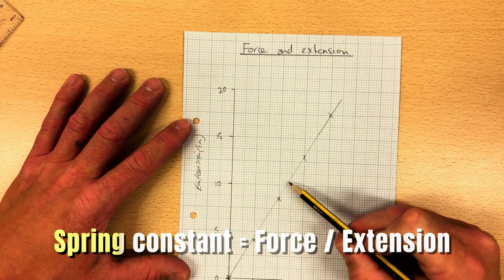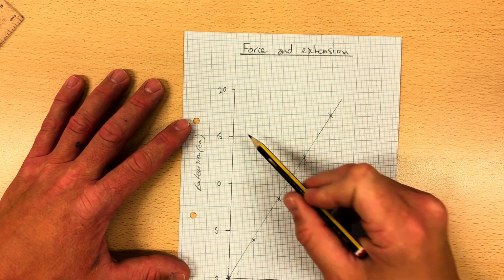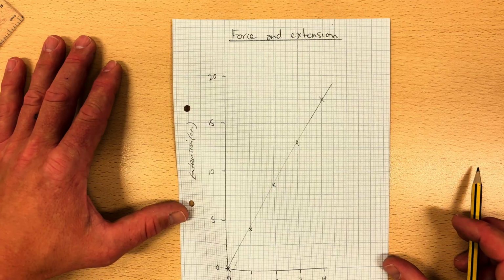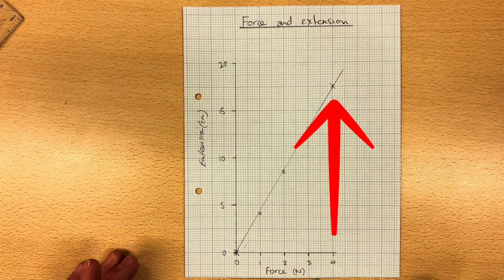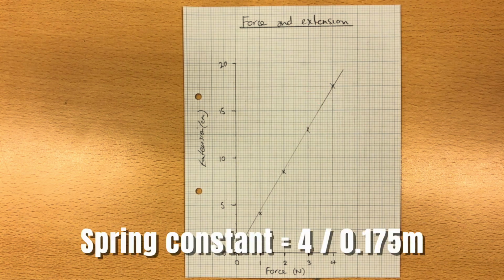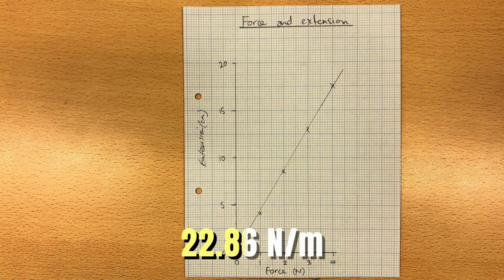So using the equation of spring constant equals force divided by extension, I can work out the actual spring constant of this small spring that I've used in the experiment. I'll then use the reading from the x-axis of 4 newtons, go across to the y-axis, 17.5 centimetres. I need to convert that to put it into the equation of 4 divided by 0.175 metres, which gives me a spring constant of 22.86.